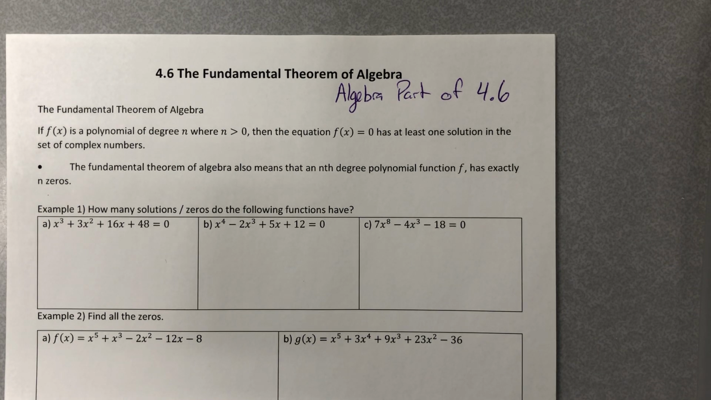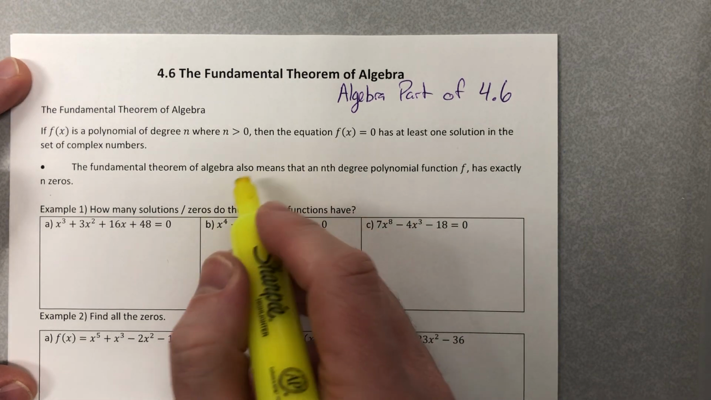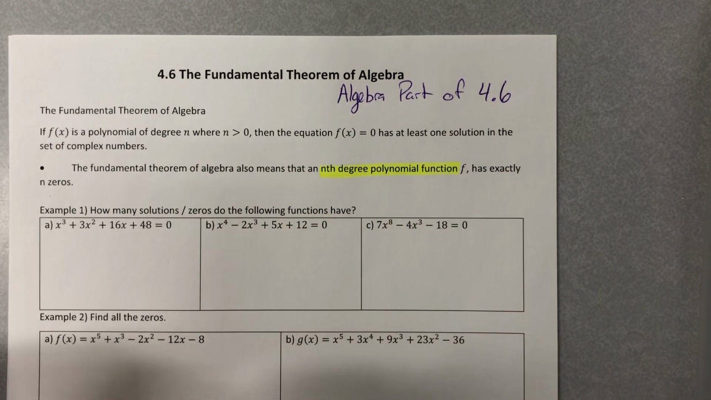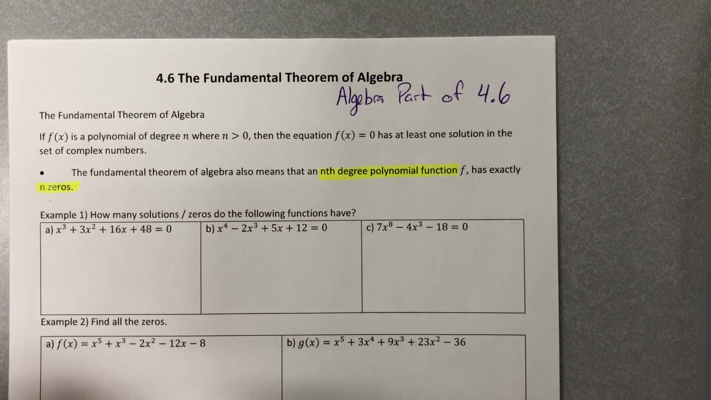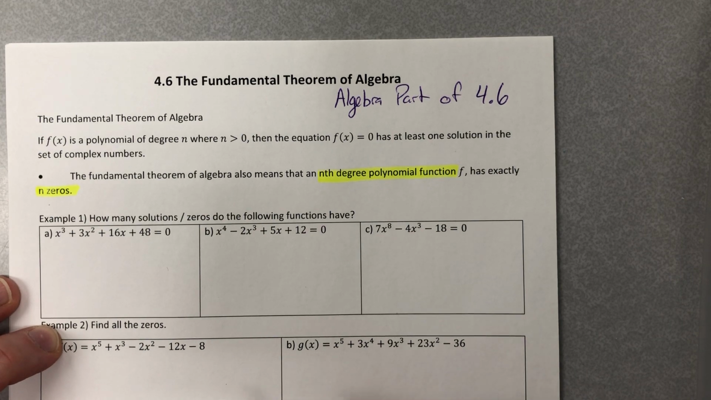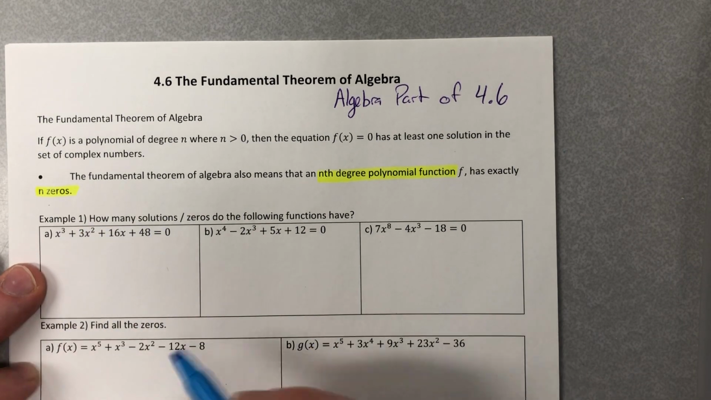Sounds kind of crazy, but basically it's just telling you that whatever the degree is, that's how many zeros there are of the function. So the fundamental theorem of algebra also means an nth degree polynomial function has n zeros. All we're looking for is the degree, aka the highest exponent, and that will tell us how many zeros our function has, or solutions, or roots. They're all the same.